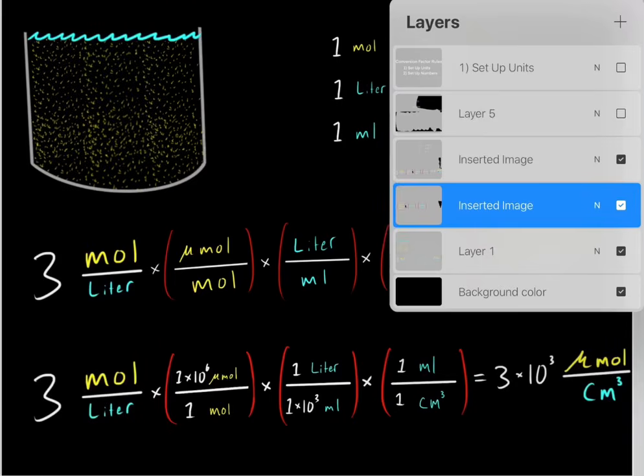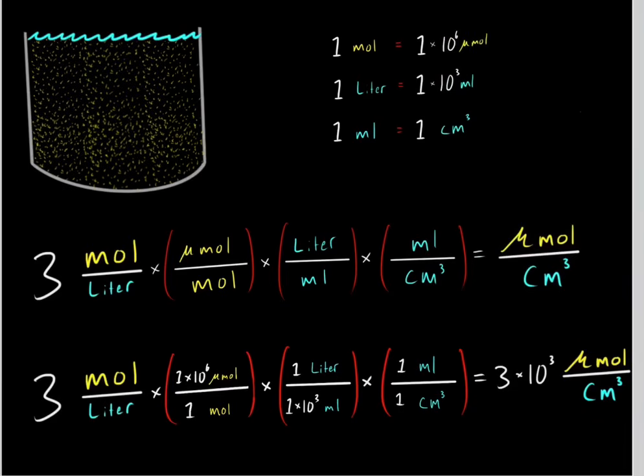And remember what the second step is. Now we have to add in the numbers. We know 1 mole is the same as 1 times 10 to the 6 micromoles. We'll look in a textbook, and the textbook will show us this relationship. Also, we would look in a textbook and see 1 liter equals 1 times 10 to the 3 milliliters. And another relationship is 1 milliliter equals 1 centimeter cubed. So now we know what our conversion factors are.